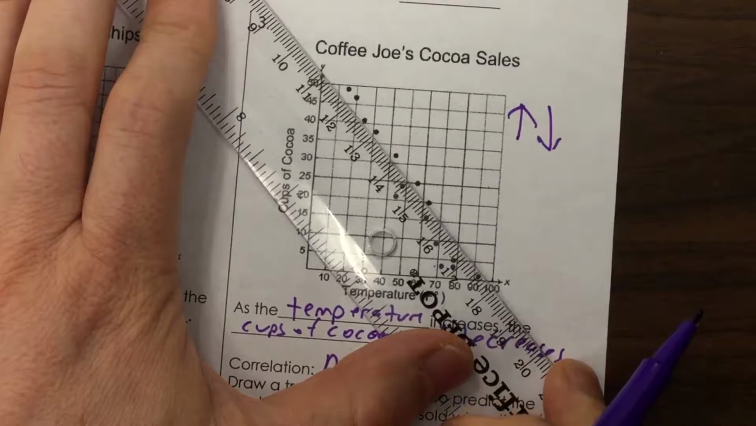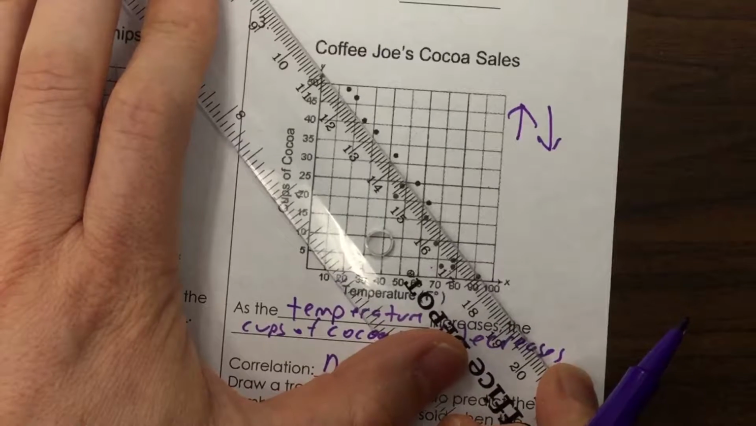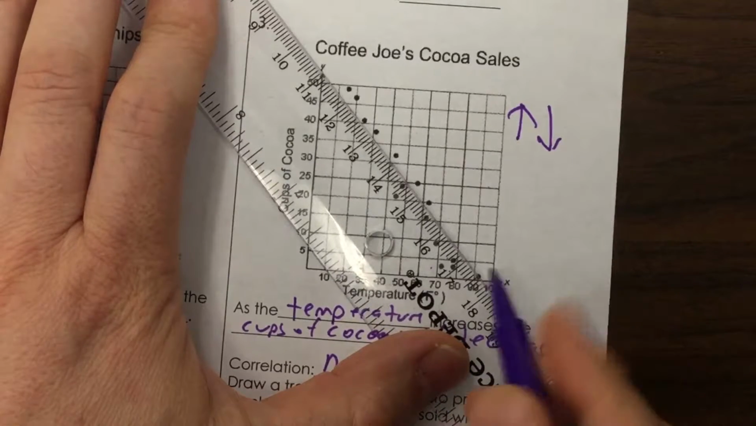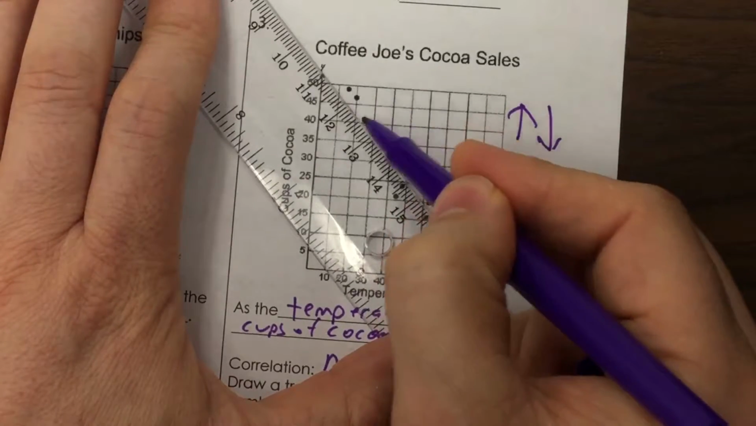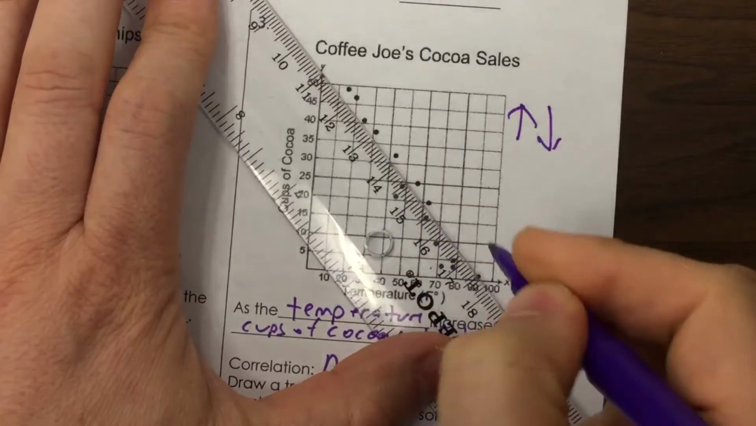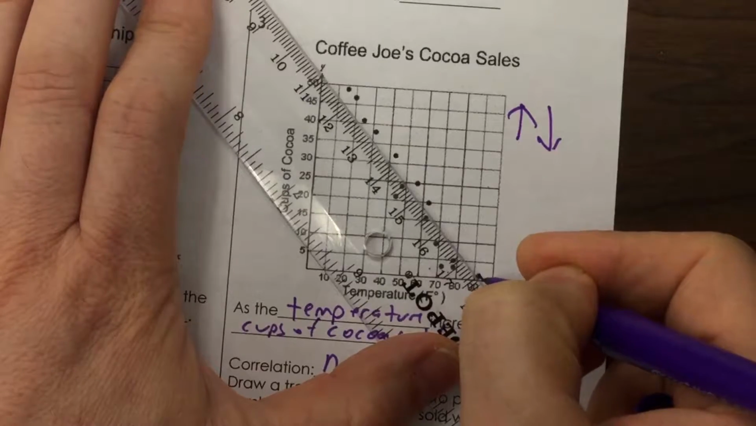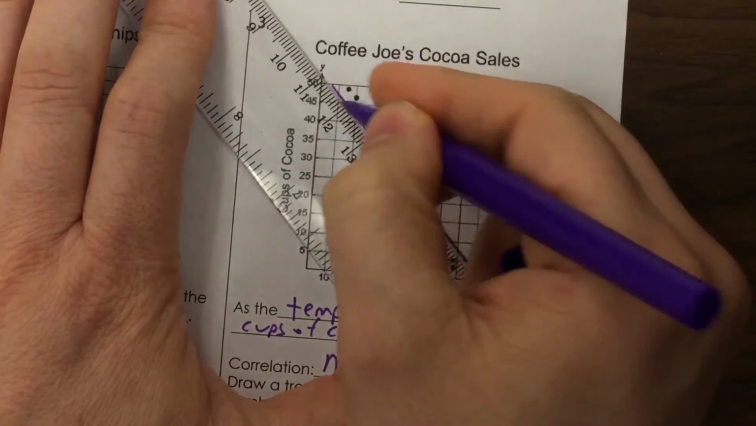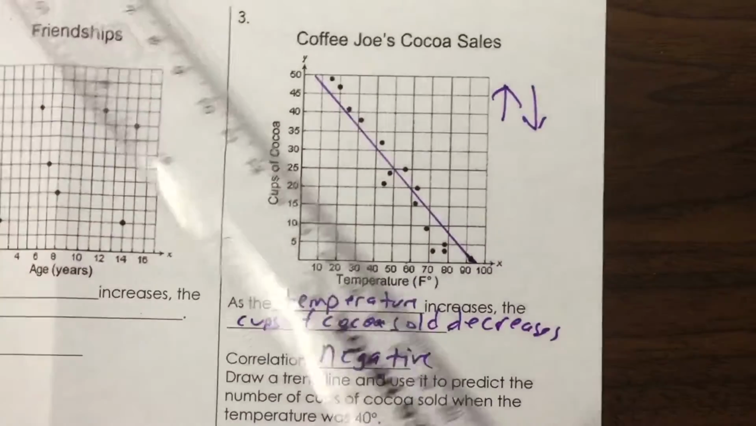And you could shape it up a little bit, maybe go right through this point. That would give us 1 right on the line, and then 1, 2, 3, 4, 5, 6, 7 on one side, and 1, 2, 3, 4, 5, 6, 7 on the other. So maybe we'll try that. Okay, so that's my trend line.